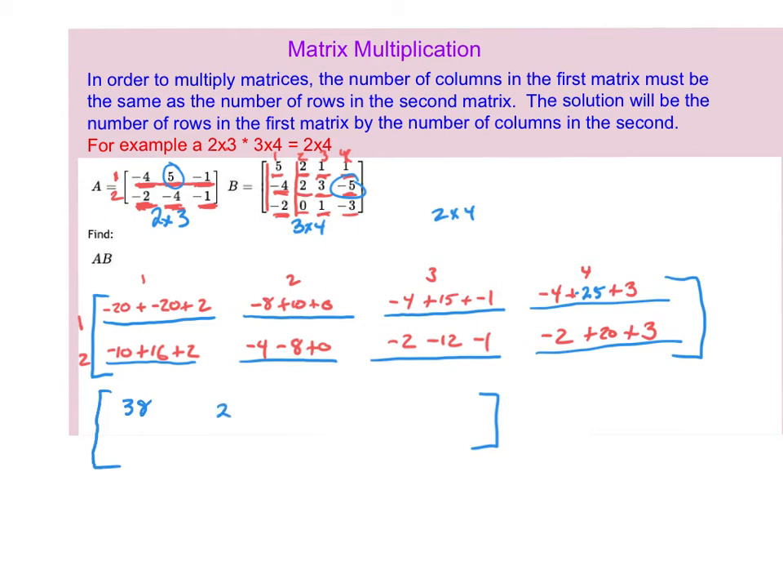Negative 4 plus 15 plus negative 1 is 10. Negative 4 plus negative 25 plus 3 is going to give me a negative 26. Negative 10 plus 16 plus 2 is going to give me 8. Negative 4, negative 8 is negative 12. Negative 2, negative 12, and negative 1 is negative 15. And then we have 20 plus 3 minus 2 is 21. So my final answer is going to be a 2 by 4 matrix that looks like that.